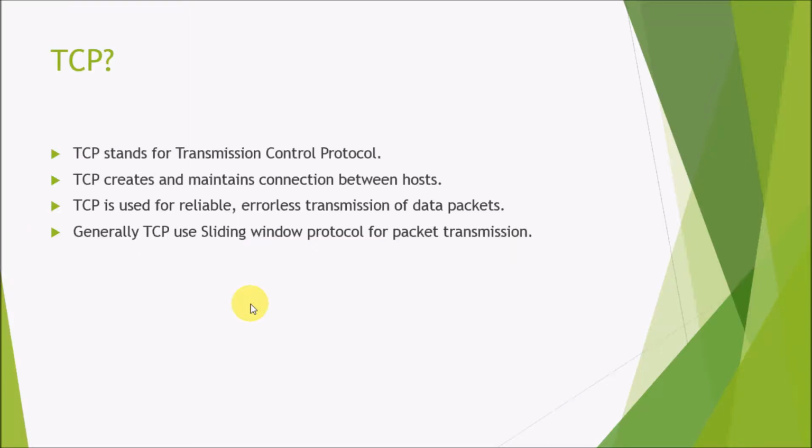So first, what is TCP? TCP stands for Transmission Control Protocol. TCP is a protocol which creates and maintains the connection between hosts. TCP is used for reliable, errorless transmission of data packets. Generally, TCP uses the sliding window protocol for packet transmission. So now, what is the sliding window protocol? It's a protocol which is used for transmitting a number of packets at a time.